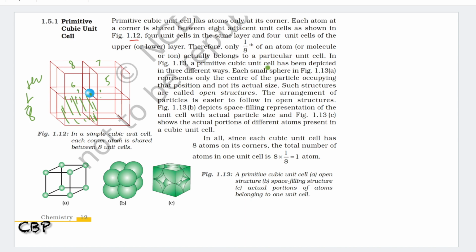A primitive cubic unit cell has been depicted in three different ways. Each small sphere in figure 1.13a represents only the center of the particle occupying that position, and not its actual size. This figure depicts that these are the only positions the atoms occupy. These are not the actual size of the atoms. Such structures are called open structures.